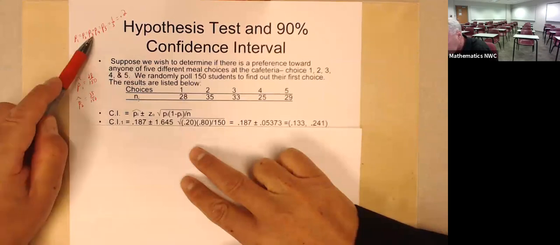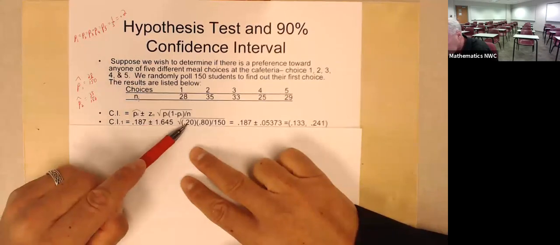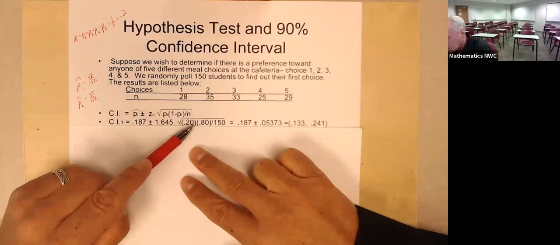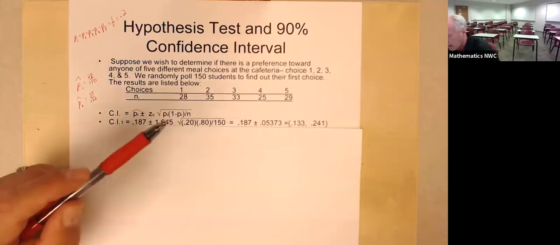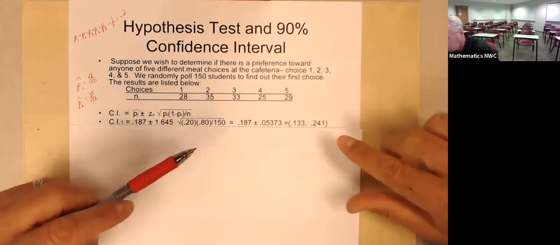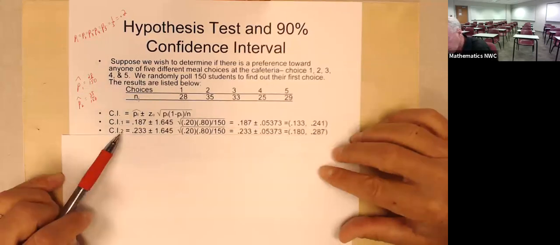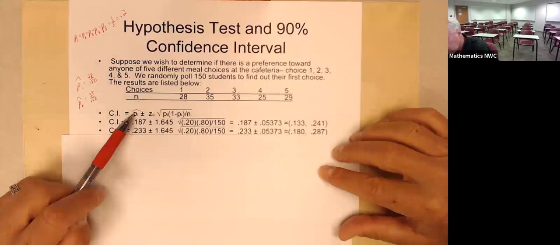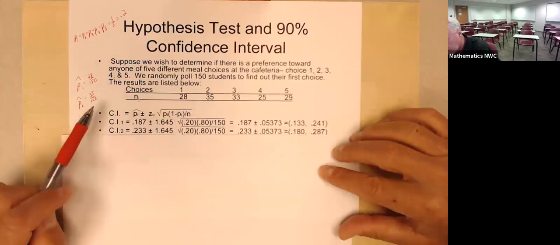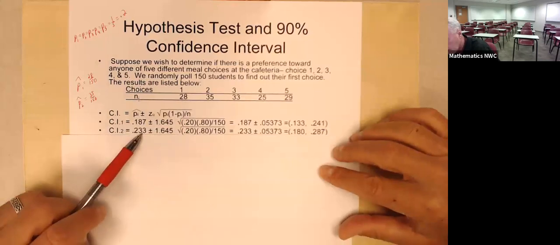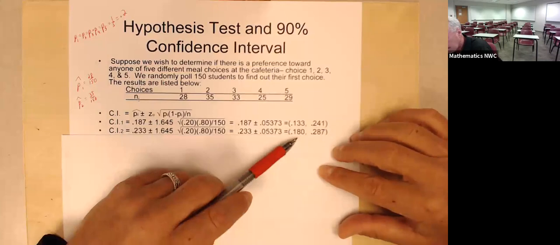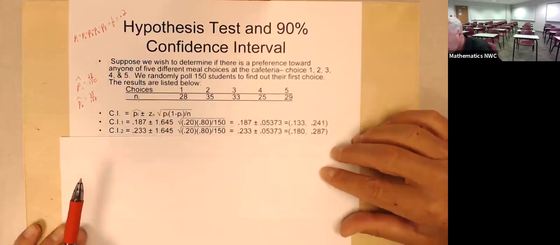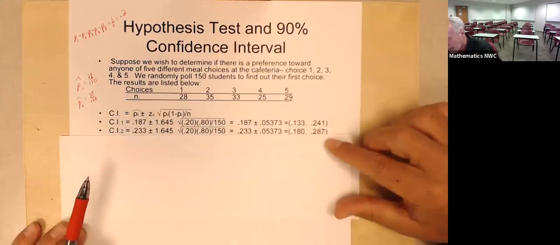The expected proportion, 0.2, 0.8. This is what I ended up getting. Now, notice for the confidence interval for choice 2, this is the observed, 35 over 160. That was 0.23, different than 1. Same, same. Okay? This is what I ended up for my confidence interval. Well, what does that interval mean again?